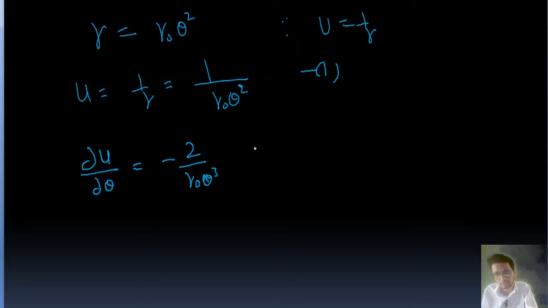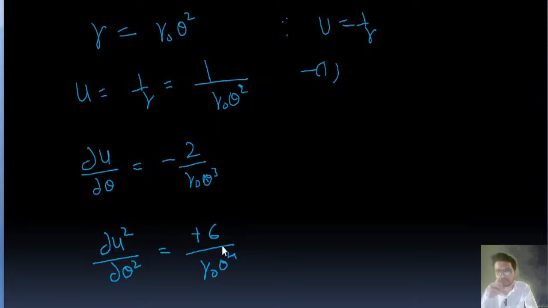Theta 2 into theta to the power minus 3, right? So that theta to the power minus 3 will come into the denominator, then this is going to be theta to the power 3. And similarly, now we'll differentiate again with respect to theta. So this is going to be del square u upon del theta square. So this is going to be minus, this value minus plus. So this is 6 upon r naught theta to the power 4. Okay, so 6 upon r naught theta to the power 4.